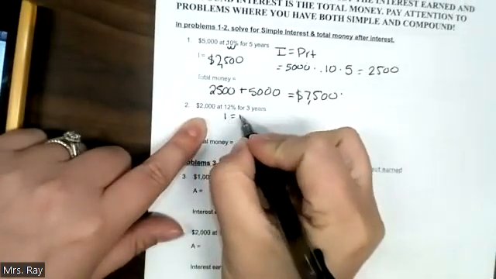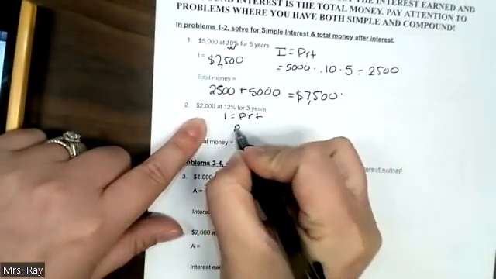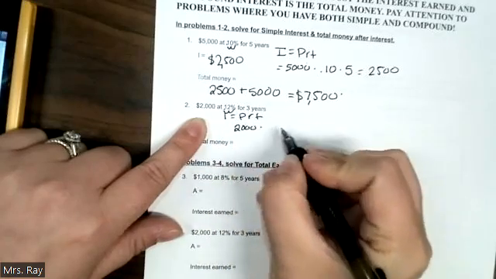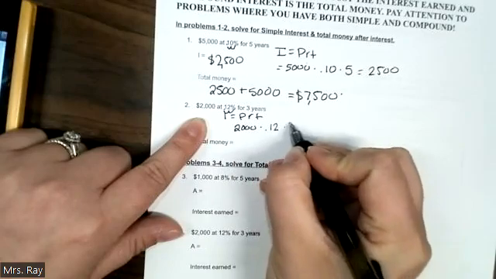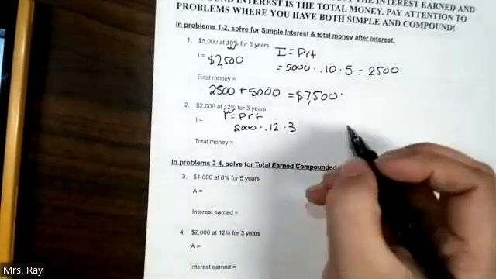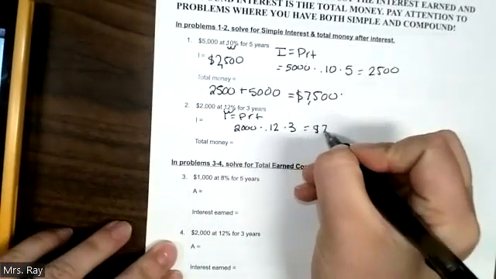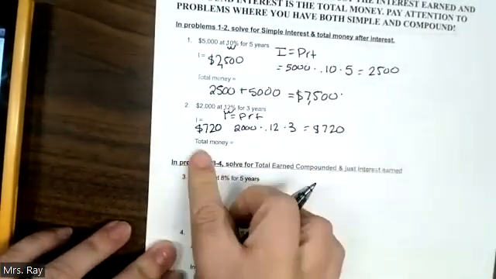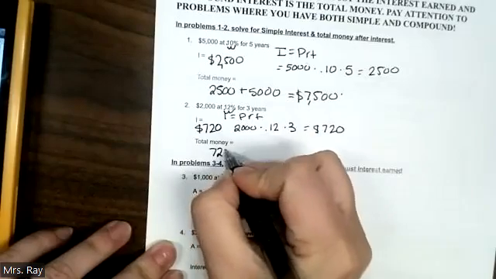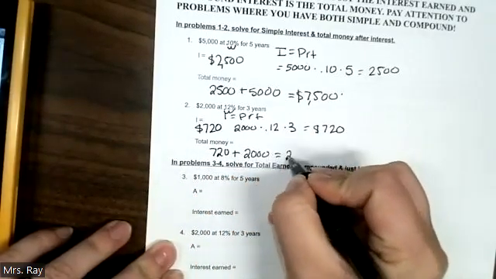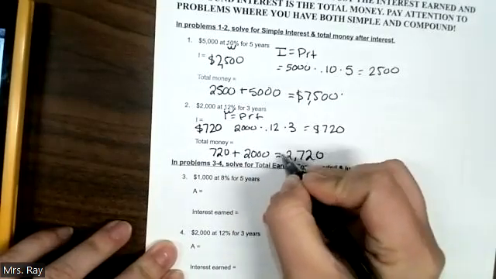So I equals PRT. So it's going to be 2,000 times our rate is 12%, which is going to be 0.12 times 3. So 2,000 times 0.12 times 3, which is equal to 720. So the interest is 720. The total money is going to be that 720 plus our principal, which is 2,000, which equals 2,720.